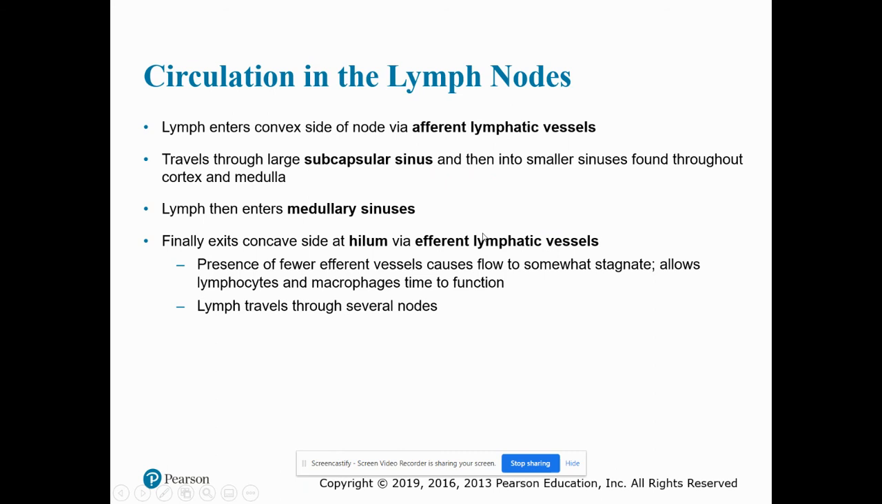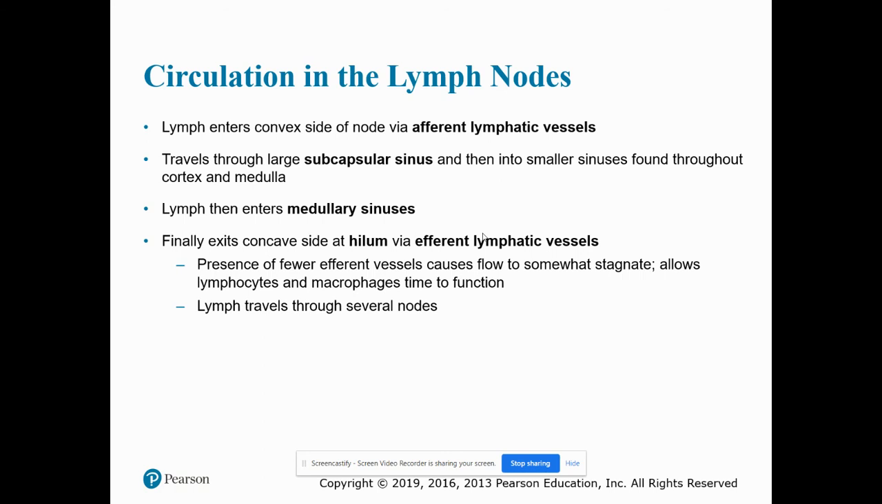Okay, so the lymph enters the convex side of the node via the afferent lymphatic vessels, which I just showed you. It's going to travel through the large subcapsular sinus, and then smaller sinuses found throughout the cortex and the medulla, and then it's going to enter the medullary sinuses. Finally, it exits out the concave side called the hilum via the efferent vessels. So if you're having a hard time remembering which vessels bring the lymph in, if you're getting afferent and efferent confused, A comes before E in the alphabet, and the afferent vessels are first, and then the efferent vessels are second.